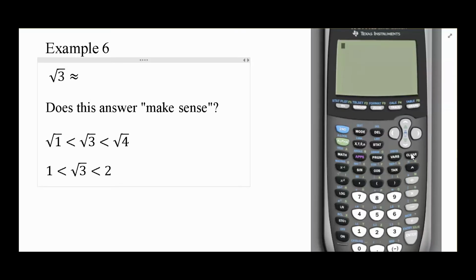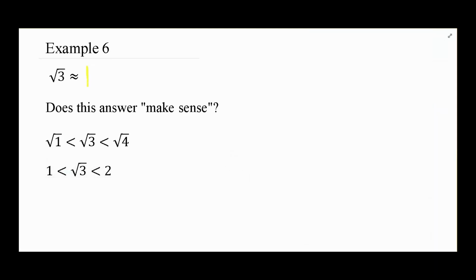Okay, so let's go ahead and look at that square root of 3. If we put the square root of 3 into our calculator, we get some sort of answer, and we can round this to however many decimal places we want. I'm going to call it 1.73.